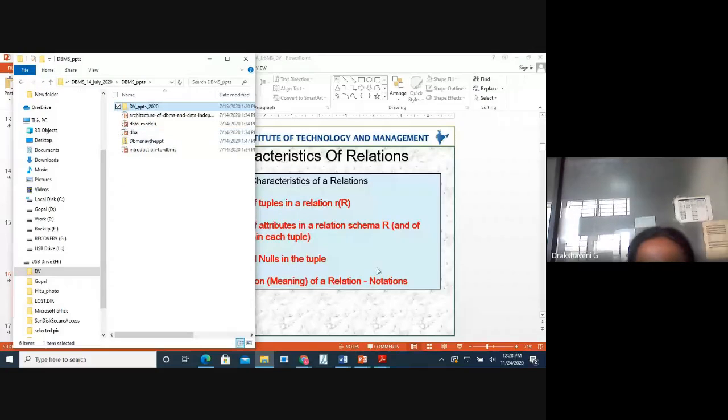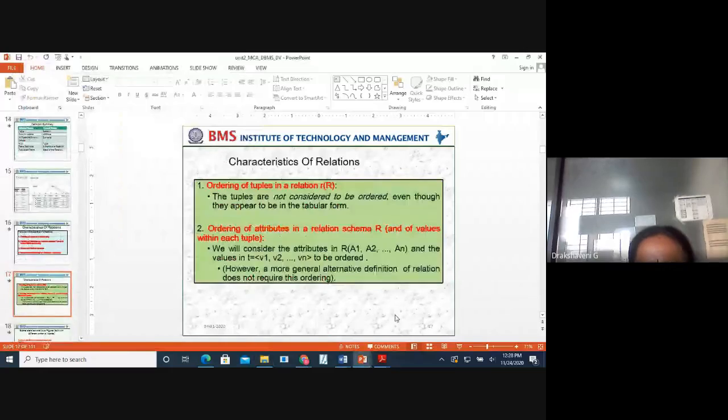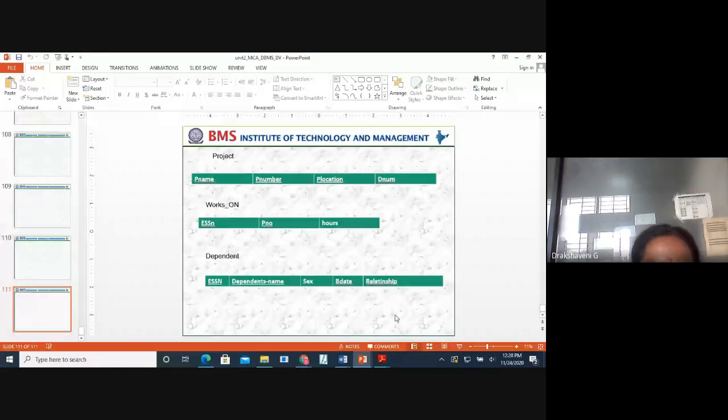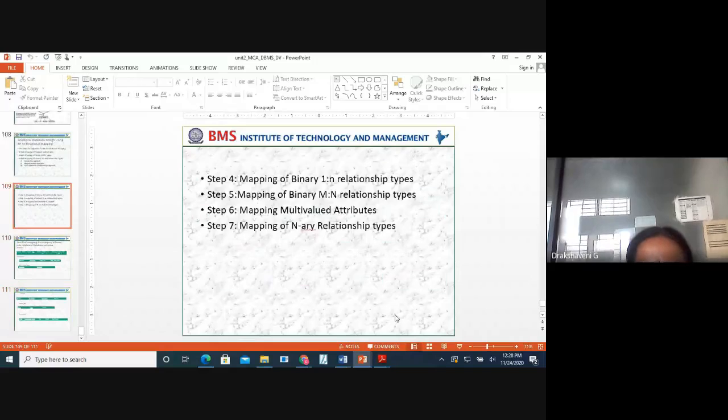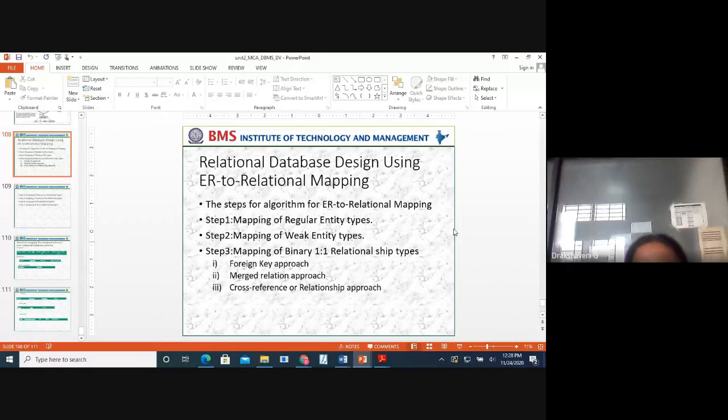I think it's there in the same end part only. This chapter we have at the end. Come back here. Yeah. So here, that's the relational database design using ER to relational mapping. So these steps you have to write.